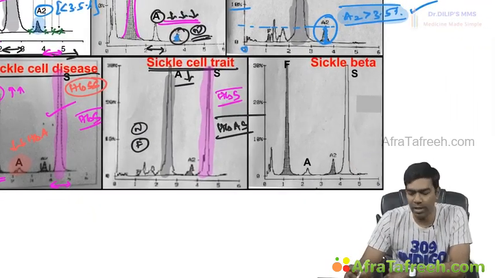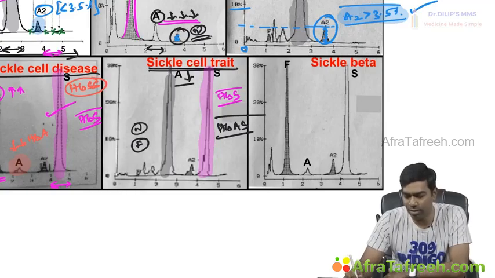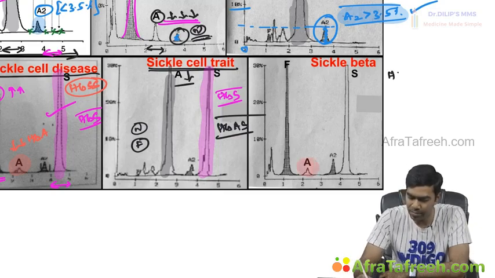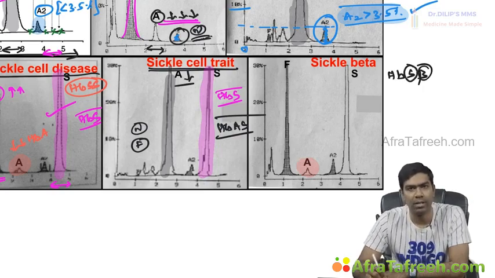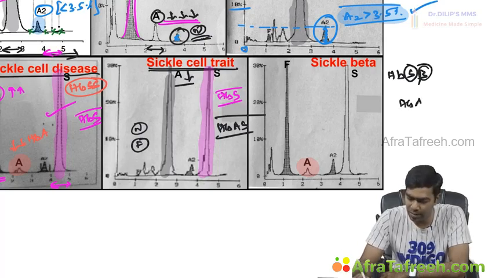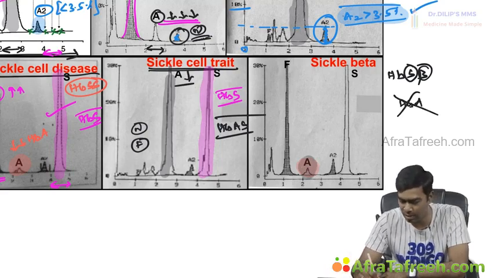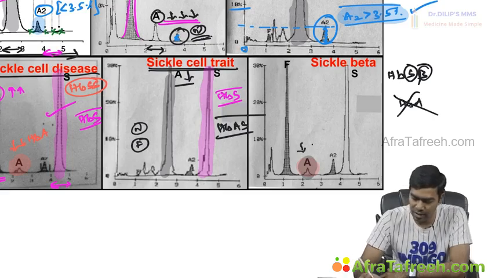And what about sickle beta? This is something very easy to understand. In sickle beta, it is HbS beta, which means one allele is showing the sickle mutation and another is showing beta thalassemia, which means normal adult hemoglobin, HbA, is not seen at all. That is the reason why your HbA is significantly reduced. But two things you are seeing.